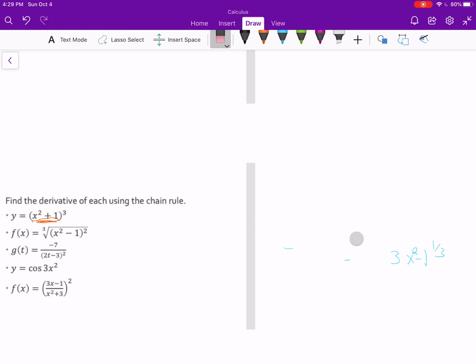And let's take a look at what it looks like inside of a trig function. So we have y equals cosine of 3x squared. So y prime, cosine goes to negative sine, so I'm going to do negative sine of 3x squared. But then we have to multiply by the derivative of 3x squared, which is just 6x. So I'm just going to rearrange it to be negative 6x sine of 3x squared. And then we're done.